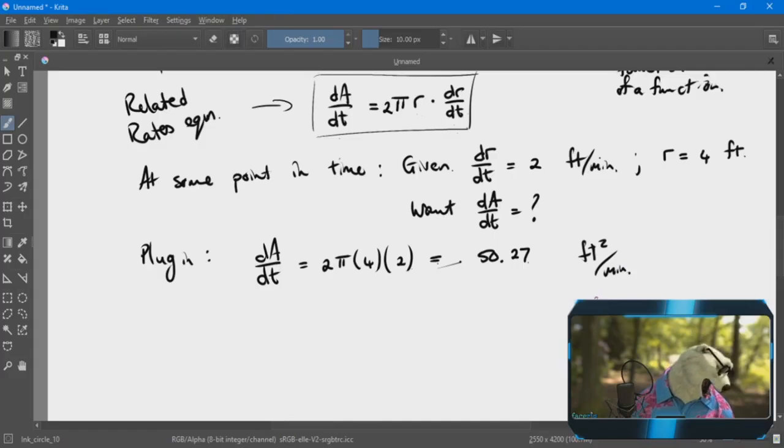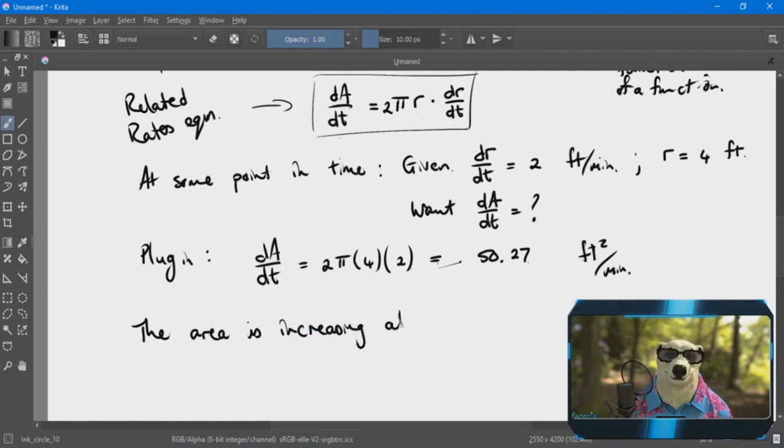Feel free to test that in the main classroom chat to see how you can do calculations just in the Discord chat instead of a calculator. So we have a word problem that we need to finish with a sentence by saying the area is increasing at approximately 50.27 square feet per minute. And we're done. Let me zoom out a little bit so we can see the whole question.